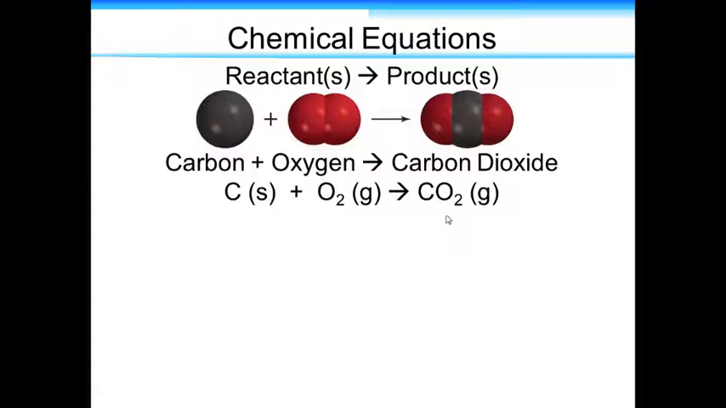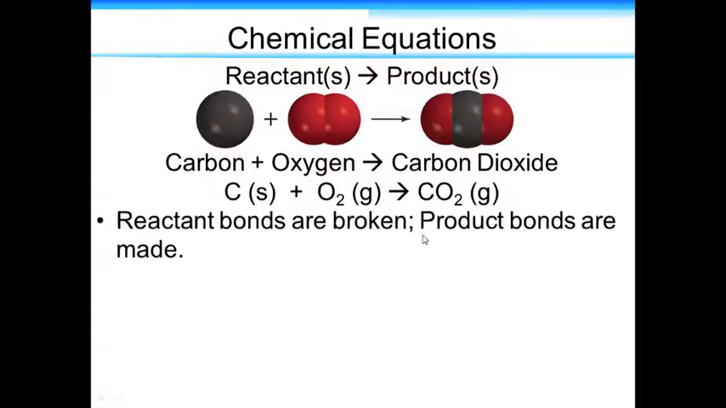Now this is a very simple reaction. It's a 1 to 1 to 1 ratio. One carbon atom, one oxygen molecule forms one carbon dioxide molecule. In order for this to occur, these oxygen atoms must have split apart. A bond must have been broken between these two oxygens in order for them to attach to the carbon.